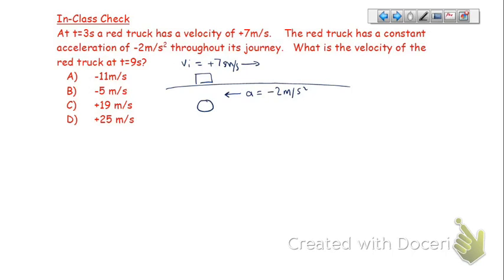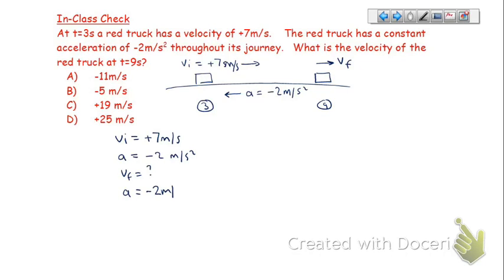Oh, I didn't put my clock down, did I? So there's my clock at 3. And here's my clock at 9. And there's my truck. And I want to find the velocity, v final. Again, context tells me to call the second time's velocity v final, and my first time's velocity will be vi, and my acceleration, etc. So again, let's make our list. We go vi is equal to +7 meters per second, and a is equal to -2 meters per second squared, and vf is equal to, I don't know what vf is.